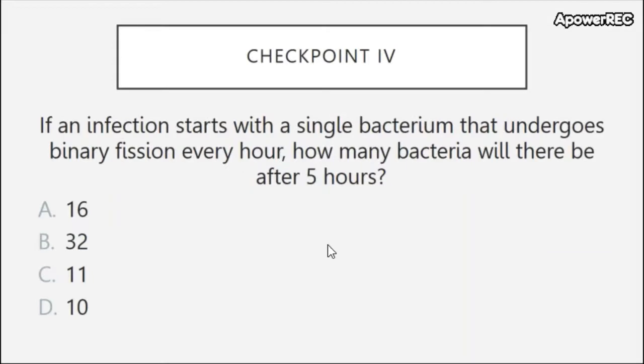Let's jump into checkpoint 4, our first major math question. If an infection starts with a single bacterium that undergoes binary fission every hour, how many bacteria will there be after 5 hours? So unlike E. coli, this one only divides every hour, and your starting population is 1. So after 5 hours, do you have A, 16 bacteria, B, 32, C, 11, or D, 10?